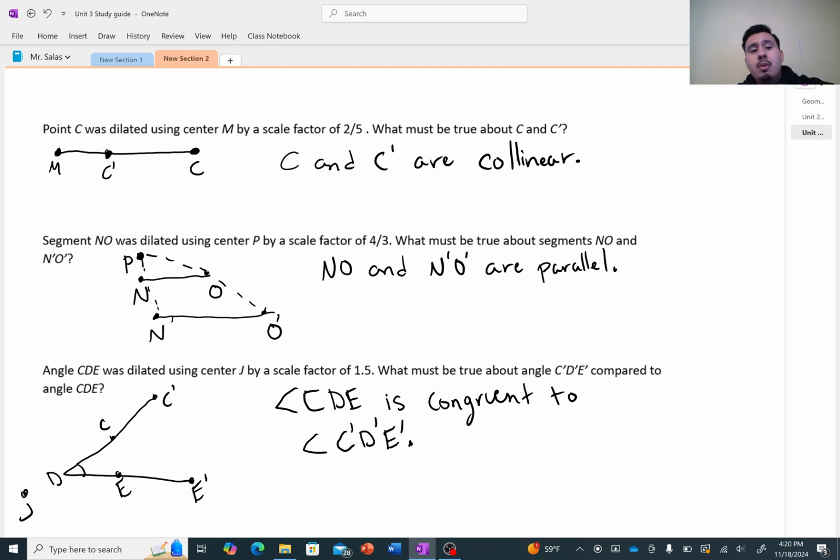Make sure you remember these 3 properties, please. On your test, one of these may show up, okay? So make sure you review this study guide in its entirety.